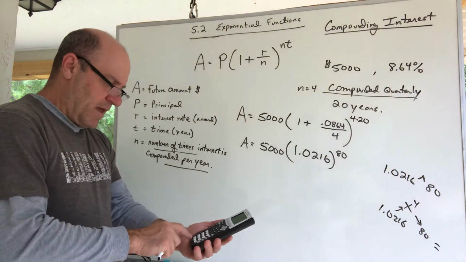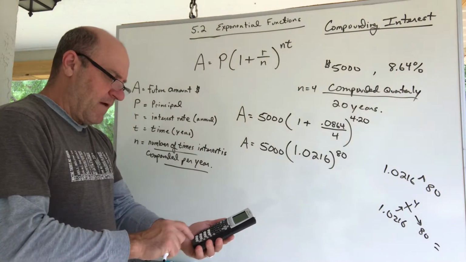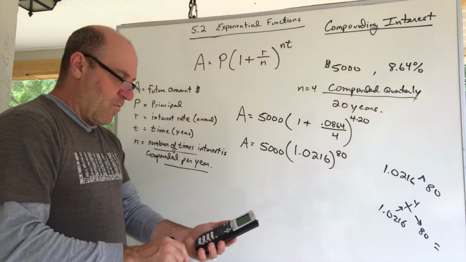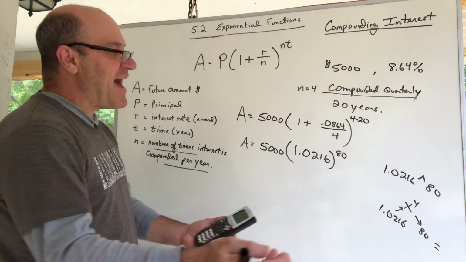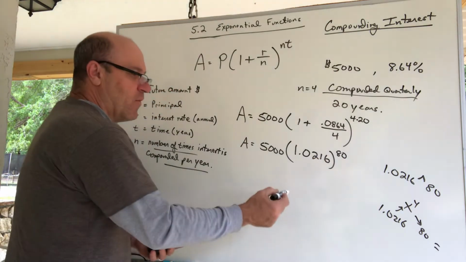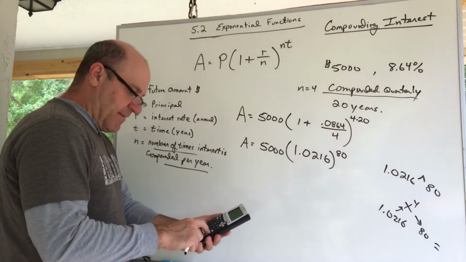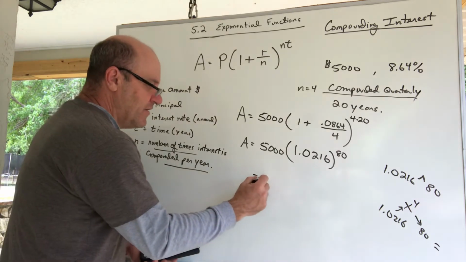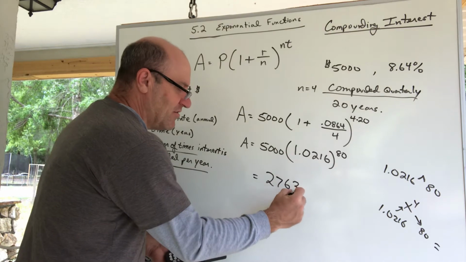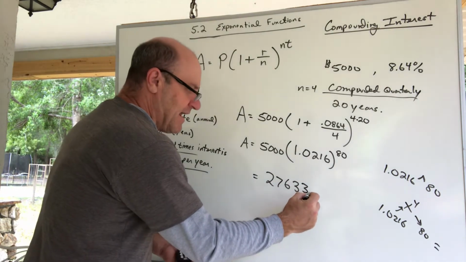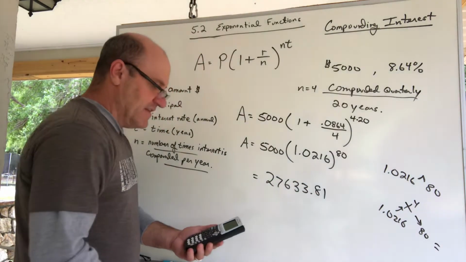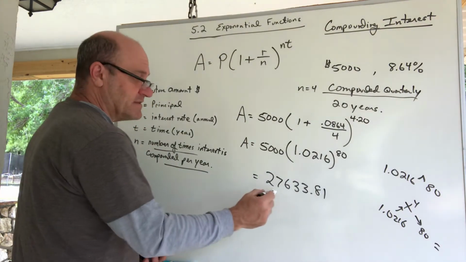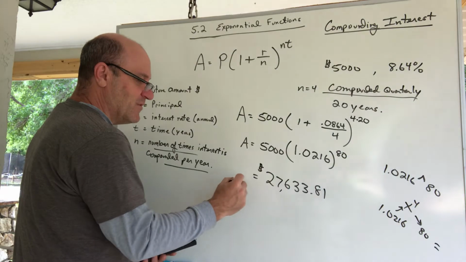Here I go. I'm going to raise this to the 80th. Wow, 5.52 something, something. When I multiply by 5,000, the answer is, here it is, $27,633.81. This is money in dollars, and we should round to the cents. So, cool. That was fun.